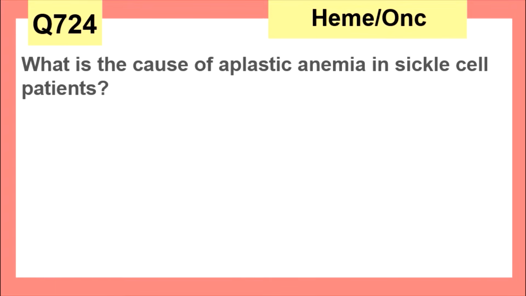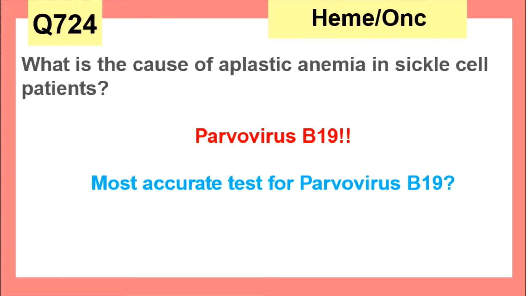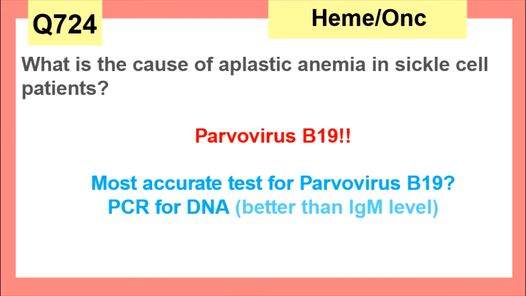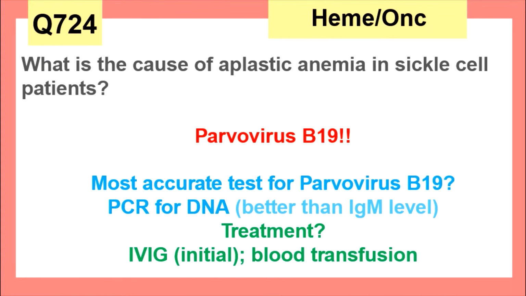724. What's the cause of aplastic crisis in sickle cell patients? This is parvovirus B19. And the most accurate test for parvovirus B19 is PCR for DNA. It's better than an IgM level. And the treatment for parvovirus: IVIG is the initial treatment, and if we need to, we give a blood transfusion.